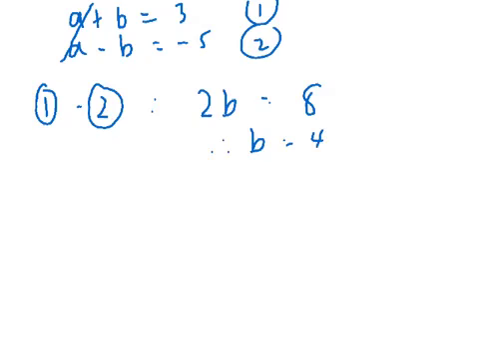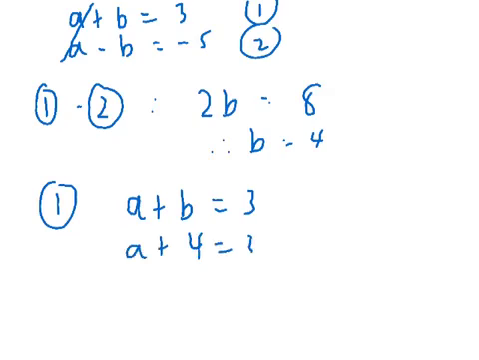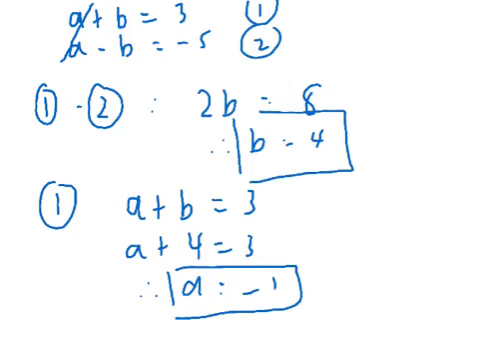I sub back in to get a, so let's go back into equation 1. a plus b equals 3, but now we know b is 4, so that means a is negative 1. So our two answers, hopefully if we've done everything correctly, are a equals negative 1 and b equals 4.